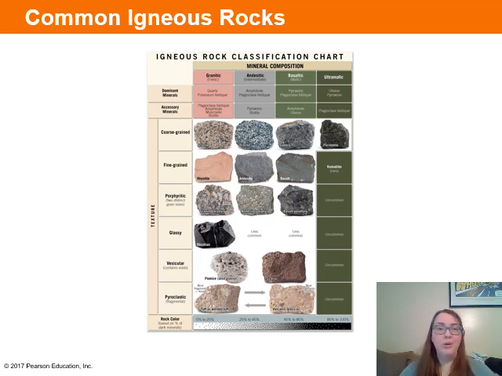So with this chart, it's generally not very hard to use. You just need to narrow down what mineral composition you are looking at. Is it light, dark, in between, or green? Then you also want to figure out which of the 6 textures this igneous rock has, and just see where the texture and the mineral composition cross in order to name that igneous rock.